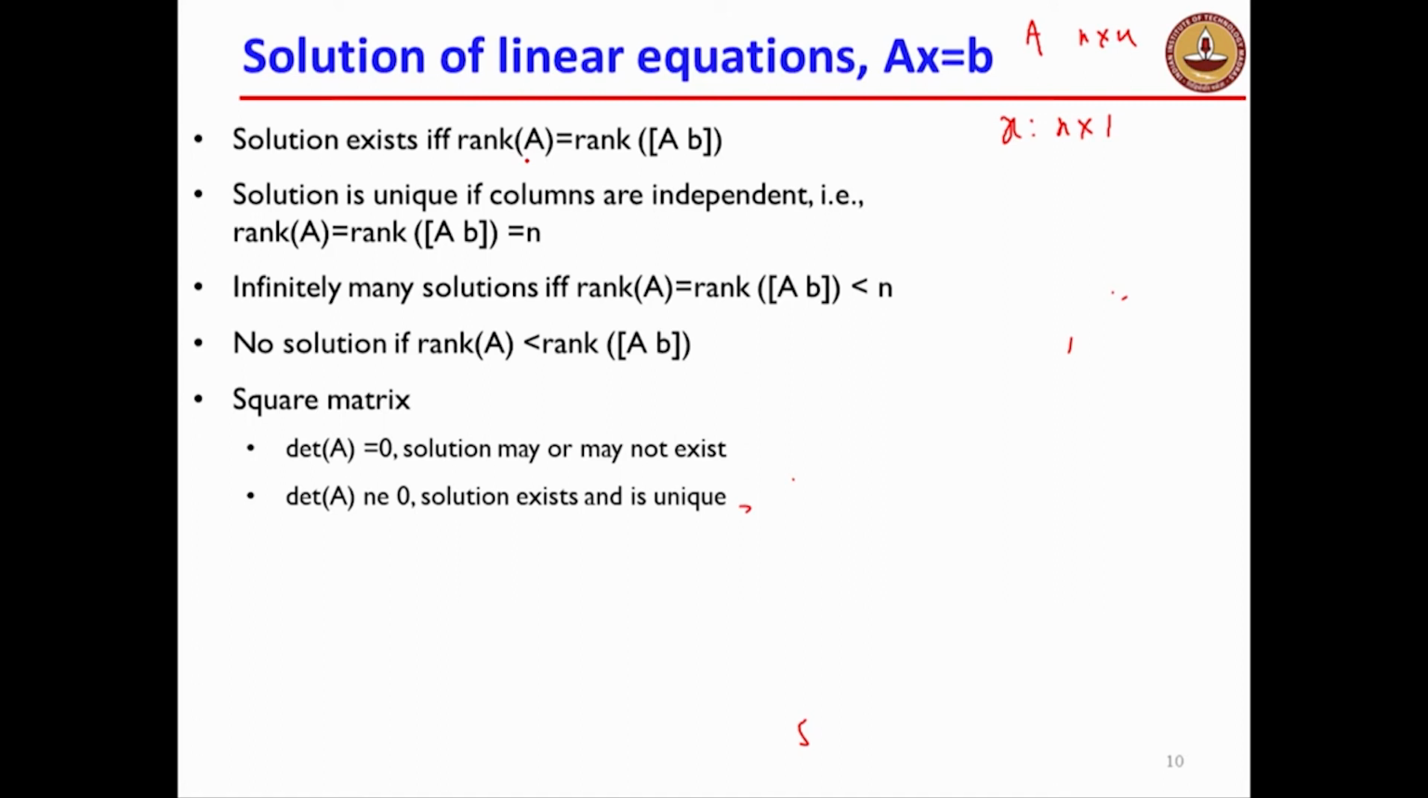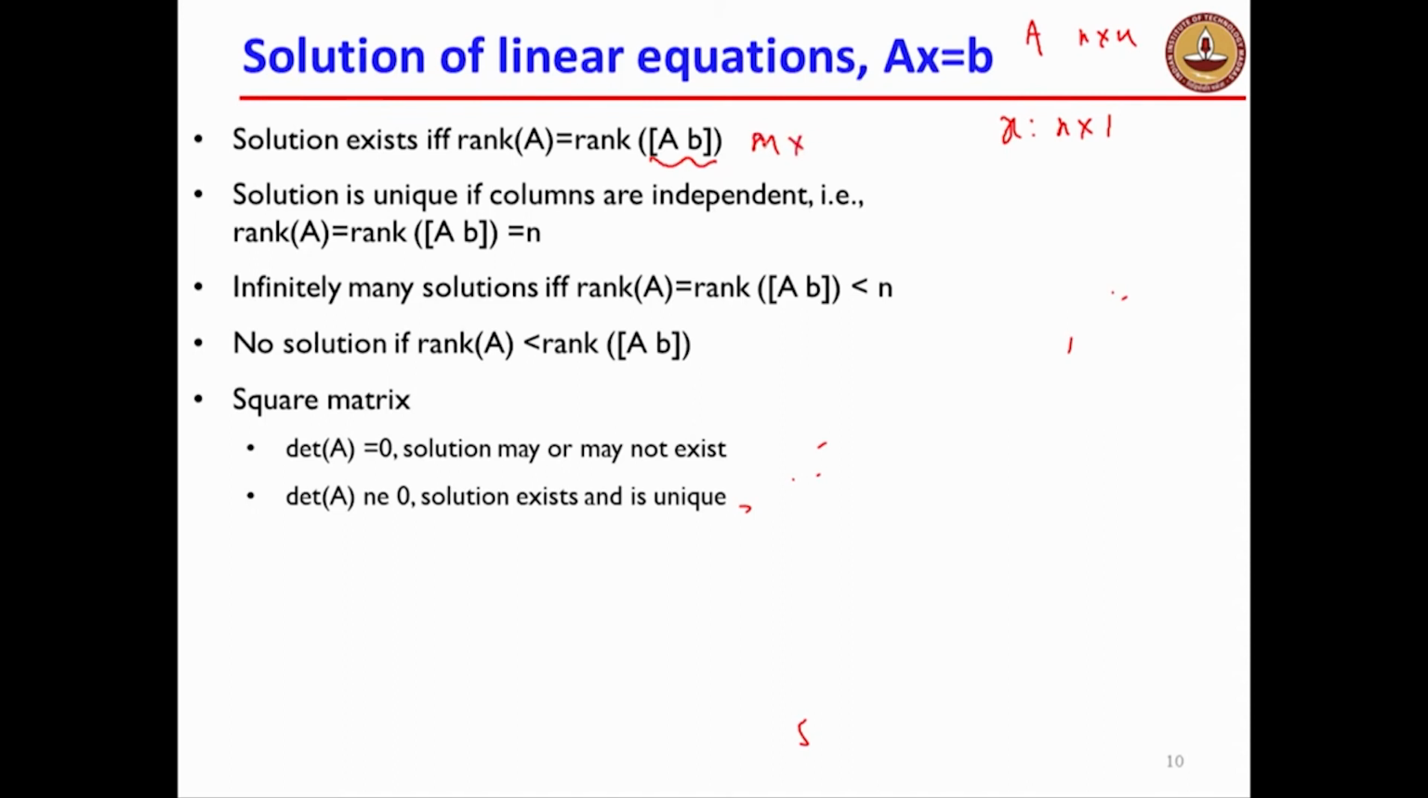Why? Because I should be able to write B as a linear combination of the columns of A, which means whatever the number of independent columns in A, the same number of independent columns should be there in the so-called augmented matrix, which has columns of A and B. By adding columns, I cannot decrease the rank, I can possibly increase the rank. But if the rank increases, what that means is the vector B cannot be written as a linear combination of the columns of A, which means I cannot find a solution. So the solution exists if and only if the rank of A is equal to the rank of the so-called augmented matrix, where you have A and B.